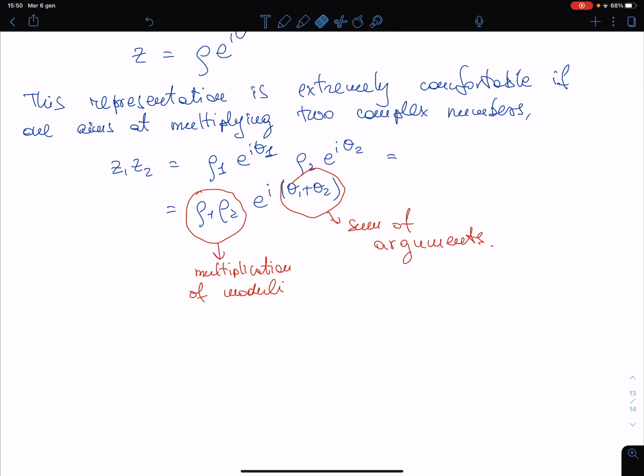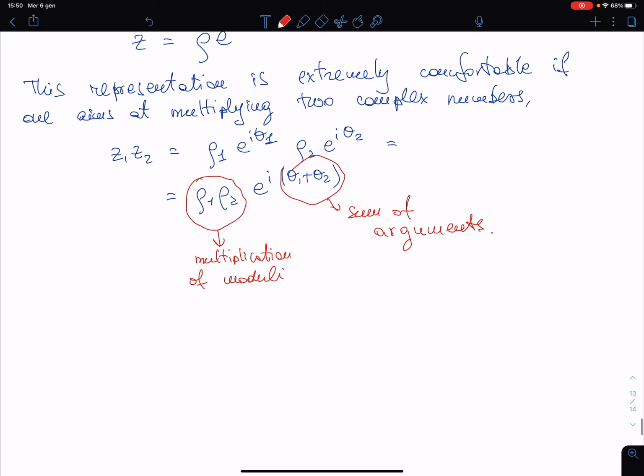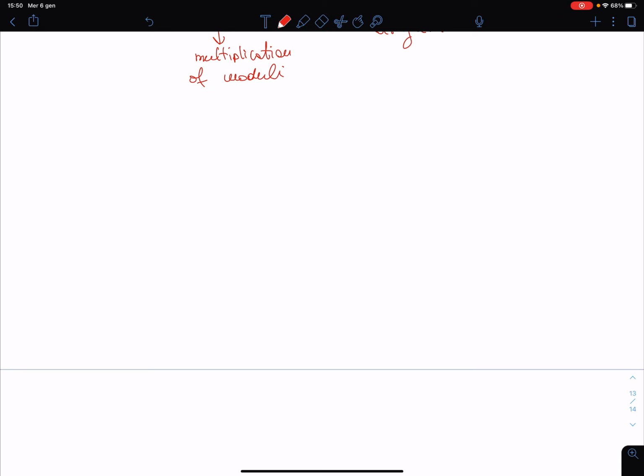And now we go to the last chapter, to the last section of this nice, very nice part, in my opinion, of the complex numbers, which is powers and roots of complex numbers.